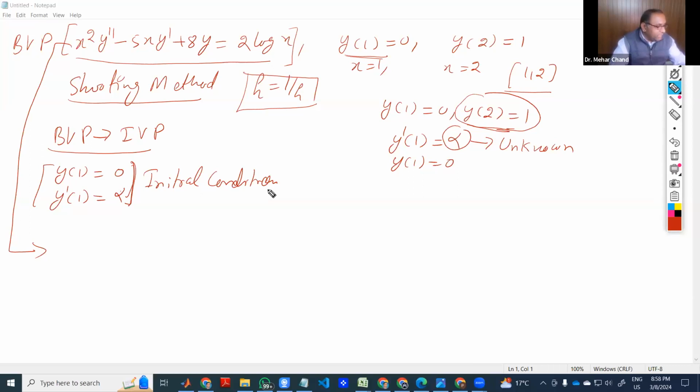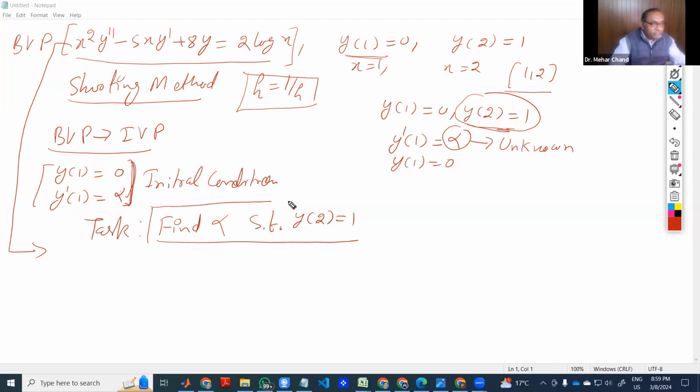Our task is to find the value of alpha such that y(2) is equal to 1. This is our problem, these are the initial conditions, and this is our task. We need to find the value of alpha at which y(2) is equal to 1.